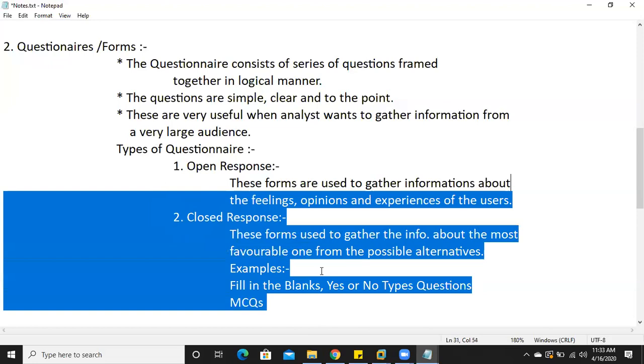All right, let's move towards our next fact gathering technique. The next fact gathering technique is recorded reviews. So, just a minute.